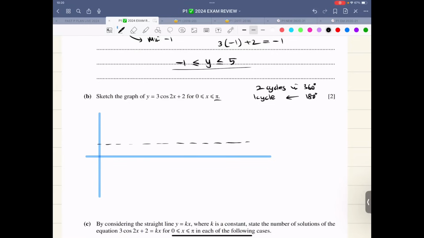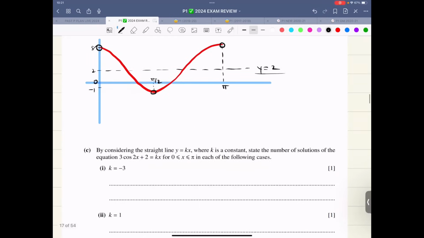So this is the line, y = 2. And the maximum value is 5, somewhere over here. The minimum value is -1. And let me draw the graph a little bit thicker, something like this and like this. So now that's how the graph looks. This is pi, this is pi by 2, this is 0, this is y = 2. Maximum is 5, minimum is -1.